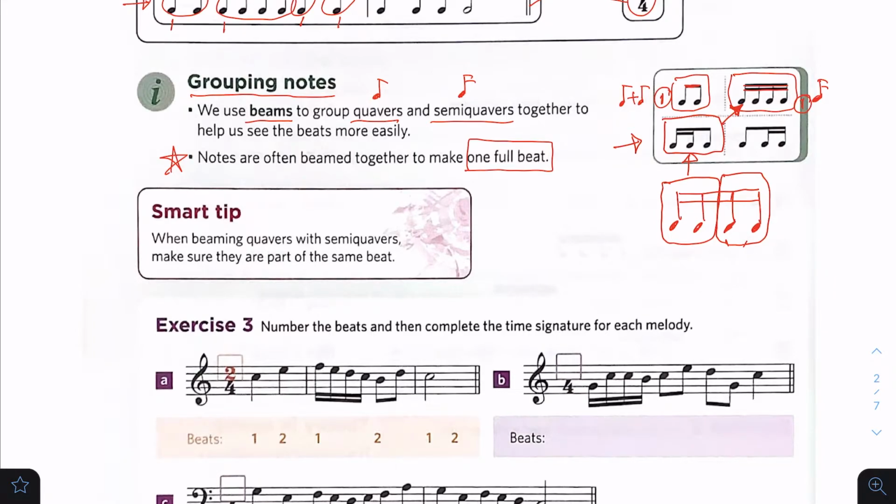This time, I'm going to group the first 2 semiquavers together to make it a quaver, which is the one with 1 tail. Then, I'm going to keep the second group of 2 semiquavers like this, with two beams. And if I group these three notes together, it becomes this, which is the same as this group here. Again, this is just the same as 4 semiquavers or 1 crotchet beat. Smart tip. When beaming quavers with semiquavers, make sure they are part of the same beat.